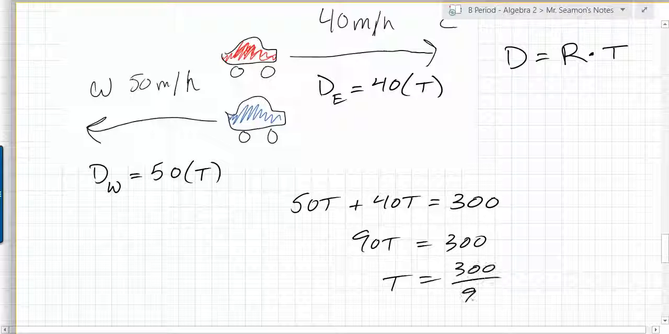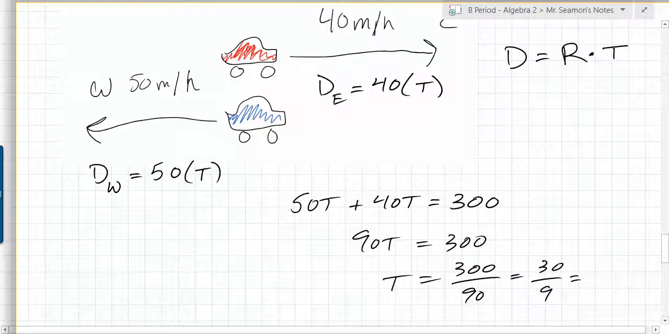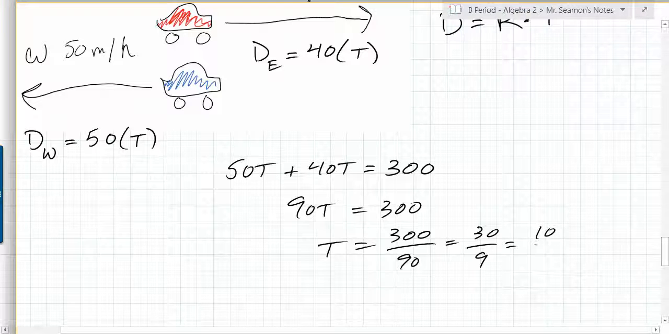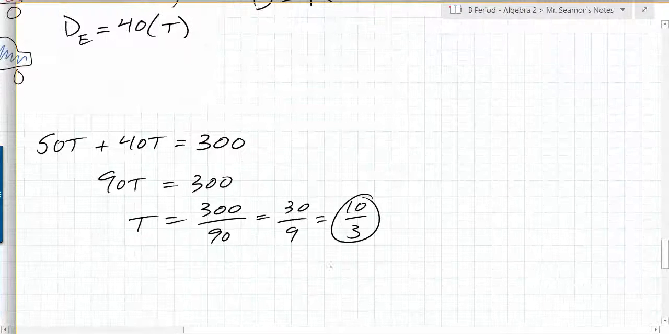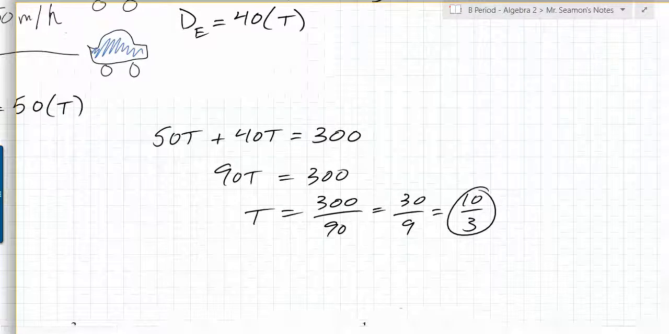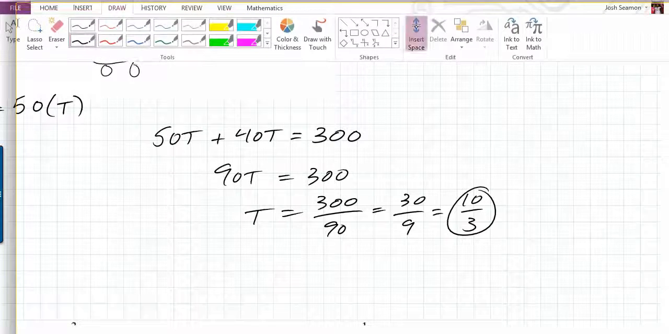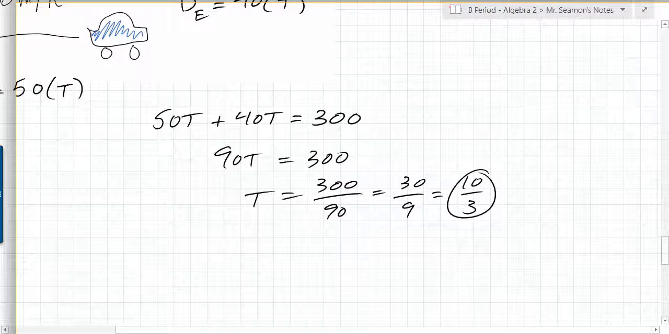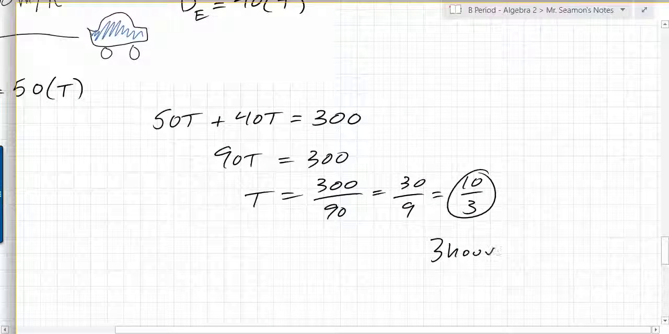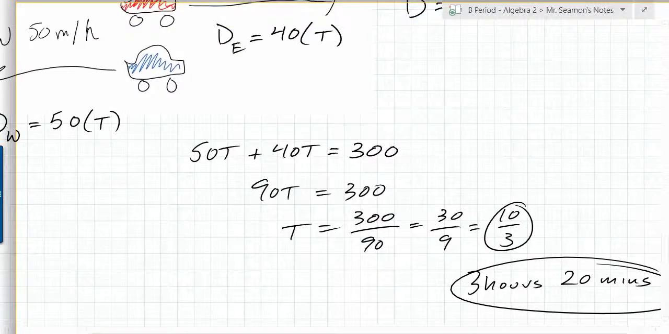300 over 90, which is 30 over 9, which is what? 10 over 3. That's in time, right? 10 over 3. So how many hours is that? It's 3 2/3 hours. So give me that in real time. So that's 3 hours and how many minutes? 20 minutes. Excellent.